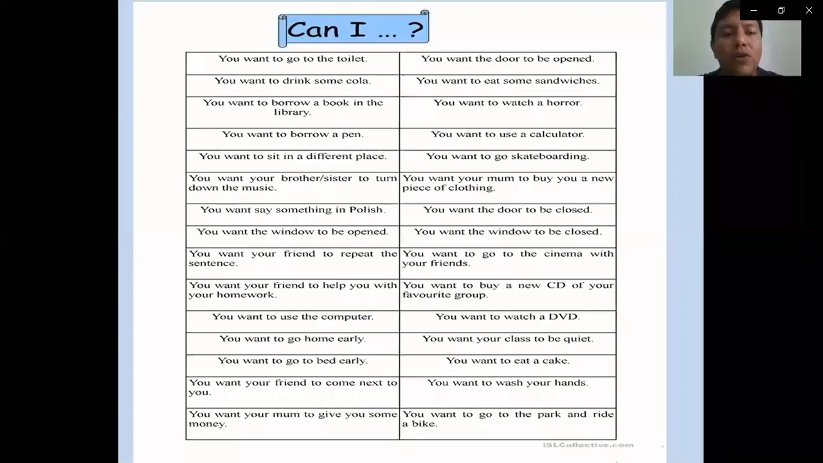Next, you want to borrow a book in the library. Tú quieres prestar un libro en la biblioteca. Entonces, ¿cuál es el request que vas a hacer o cuál es el permiso? Tú vas a decir, ¿puedo tomar el libro o puedes prestarme el libro por 2 días? Can you borrow me the book for 2 days, please?